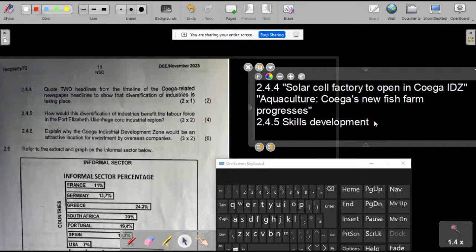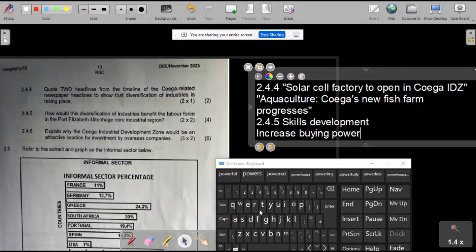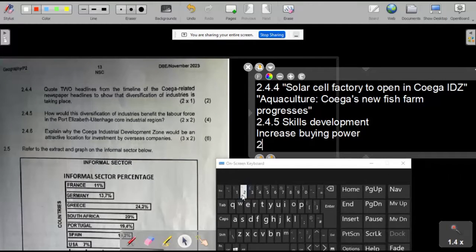Of course I would write further, because that is 2 marks, guys. You can't just write skills development. So I'm just explaining to you right now. Of course, this would increase their buying power, or purchasing power, and so they further support other industries, buying whatever they need from the seller.